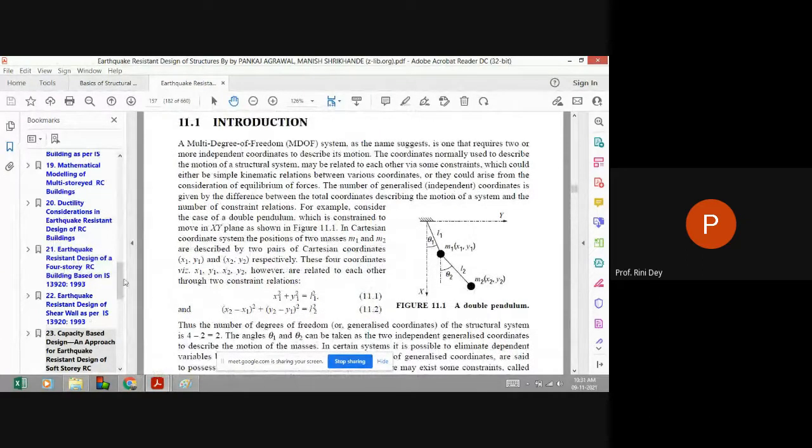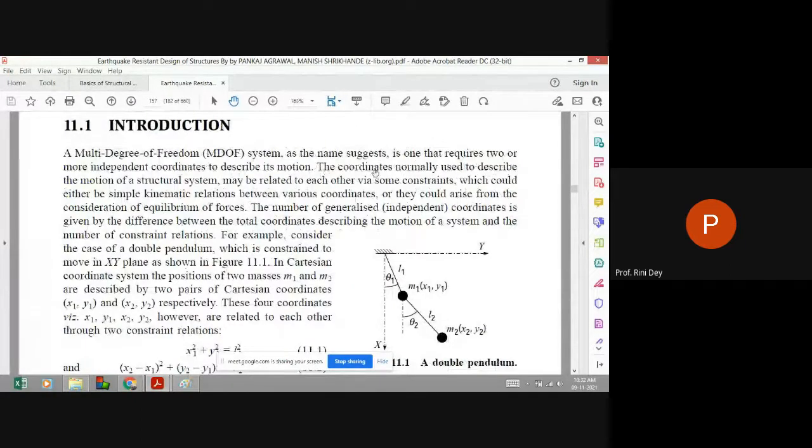See, a multi-degree of freedom system, as the name suggests, is one that requires two or more independent coordinates to describe its motion. This is a very easy and very appropriate term to define the multi-degree of freedom system motion. So here the coordinate term is very important. The coordinates normally used to describe the motion of a structural system may be related to each other via some constraint, which could either be a simple kinematic relation between various coordinates, or they could arise from consideration of equilibrium of forces.